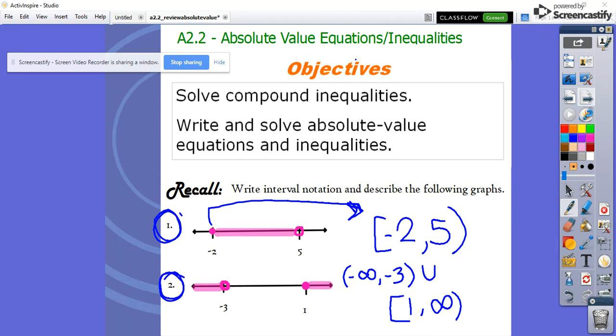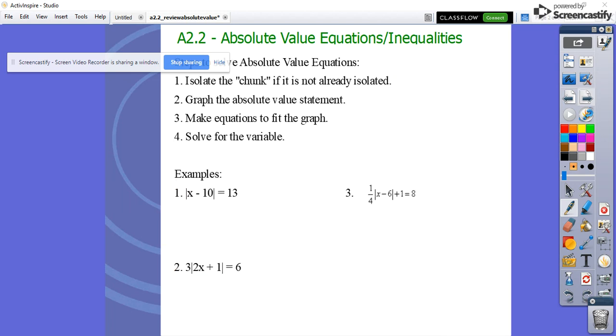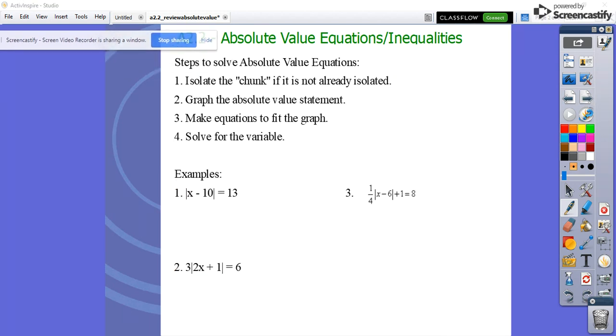So first, let's talk about absolute value equations. The first thing that we're going to do, these steps, and they're on your notes, is you're going to isolate the chunk. And by the chunk, I mean you are going to get the absolute value by itself on one side of the equation, completely by itself. No numbers in front of it, no numbers behind it, just the absolute value.